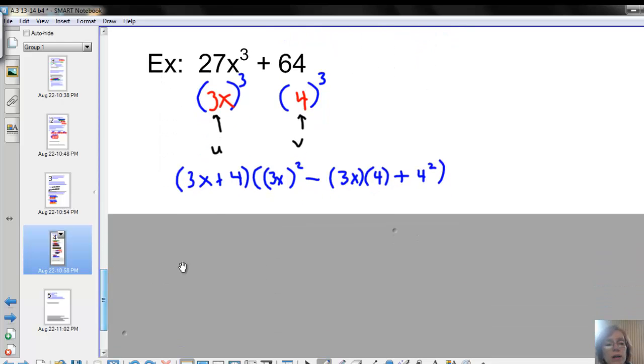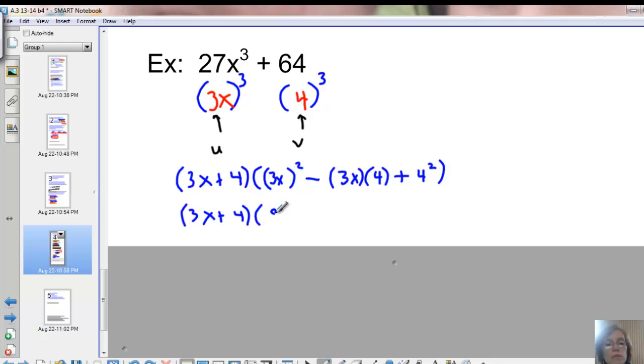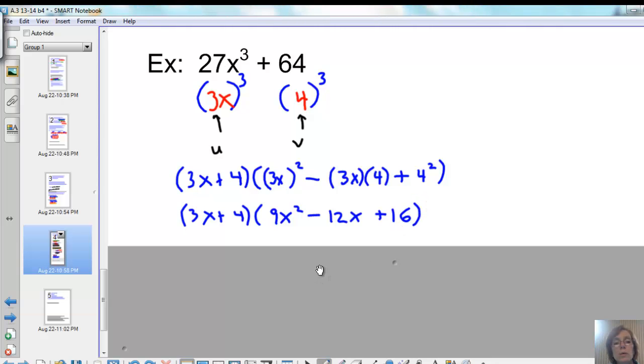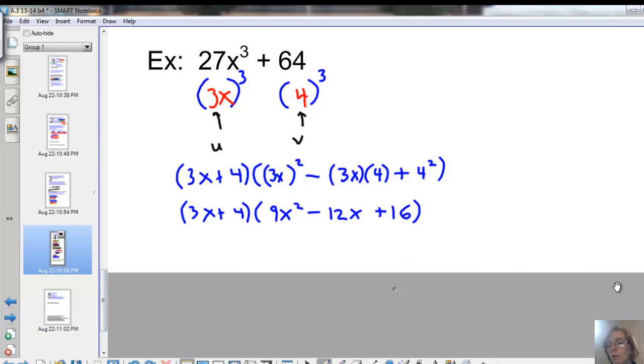And we can simplify this a little bit and get this to look like 3x plus 4 times 9x squared minus 12x plus 16. Alright, so that is the factored form for 27x cubed plus 64. We've written it in factored form.